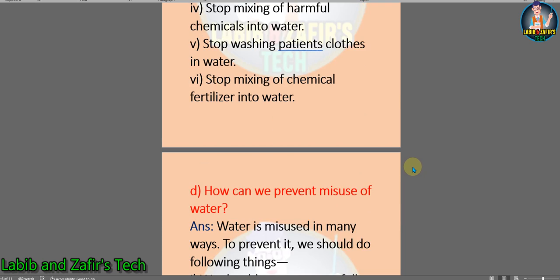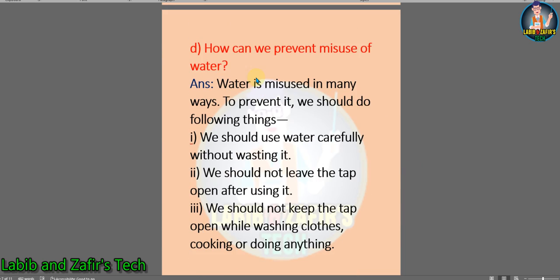Now let's go to our fourth question. So students, now we can see this is our fourth question and the last question of this exercise. So the question is, how can we prevent misuse of water? Answer: water is misused in many ways. To prevent it, we should do the following things. Number 1, we should use water carefully without wasting it. Number 2, we should not leave the tap open after using it. Number 3, we should not keep the tap open while washing clothes, cooking or doing anything. So students, this is the fourth question and the last question that is given in the book. Now let's go to our last exercise.